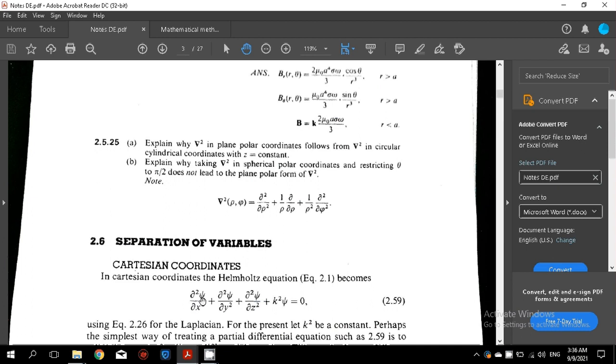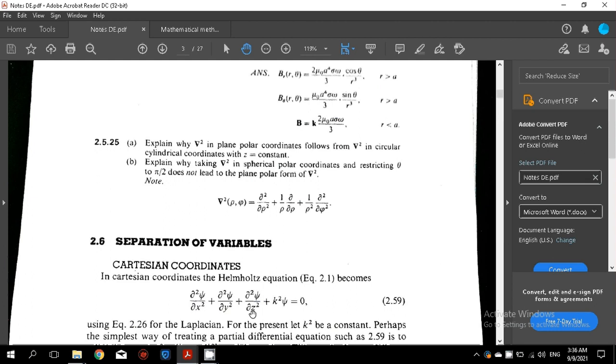So we have to separate this implicit function psi. We have to split this function into three parts. The first part will be a function of x only. The second part will be a function of theta or y only, and the third part will be a function of phi only. So we have to split this function.